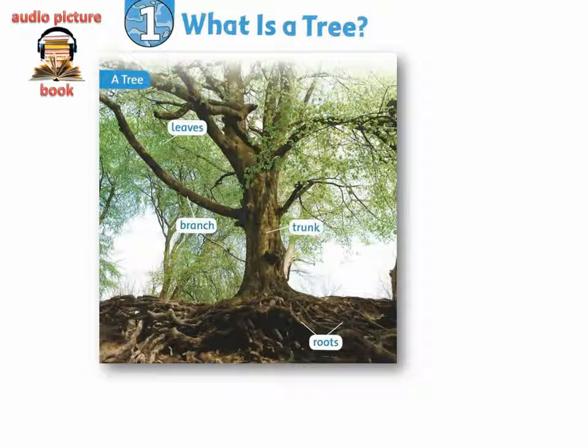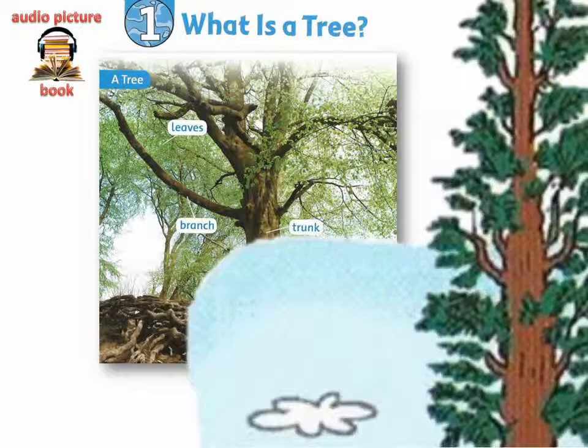Chapter 1. What is a tree? A tree is a tall plant. It has leaves, branches, a trunk, and roots. A tree makes its food with light from the sun. It grows tall so it can get lots of light.